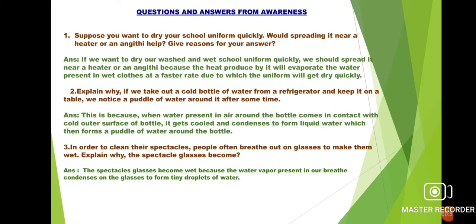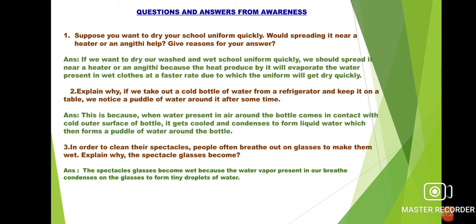Next, number 2, explain why if we take out a cold bottle of water from a refrigerator and keep it on a table, we notice a puddle of water around it after some time. Okay, so I think all of you have seen this fact, isn't it? Like inside the refrigerator, if you have a bottle of water, and if you take it out and keep it outside in room temperature for some time, what you will find? You will find the droplets of water on the surface of the bottle, outside of the bottle. Now, why does this happen?